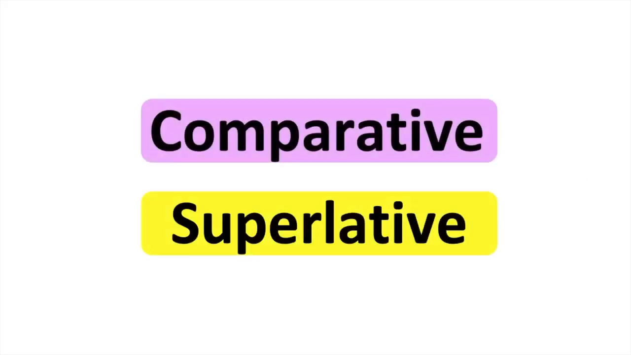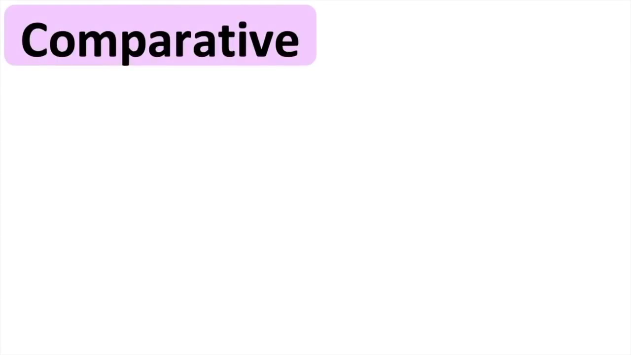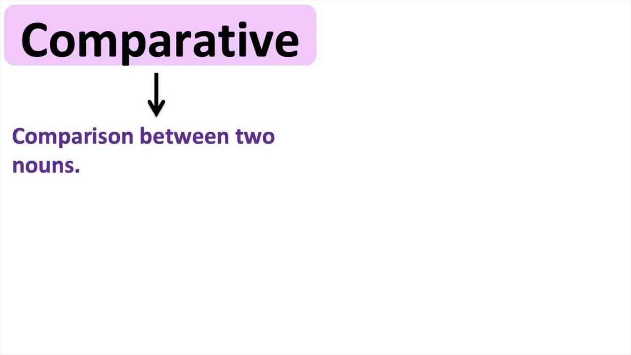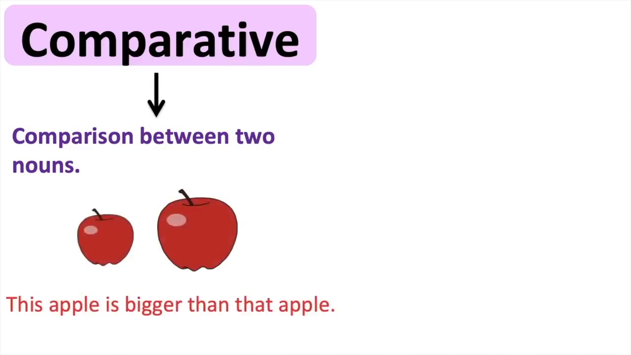Comparative and superlative. Comparative adjectives compare things or people. This is a comparison between two nouns, so we compare one with the other. For example, this apple is bigger than that apple. Notice that the adjective ends in er and is followed by than. Bigger than.